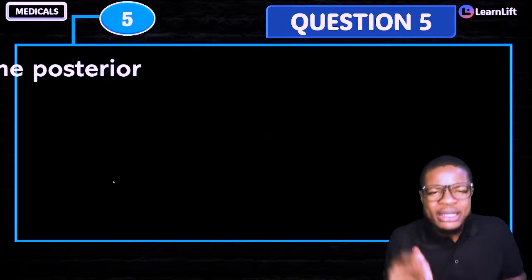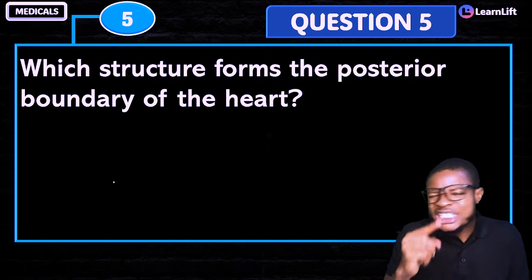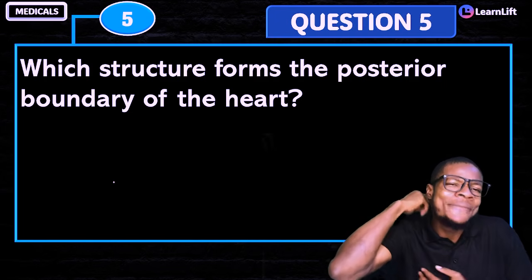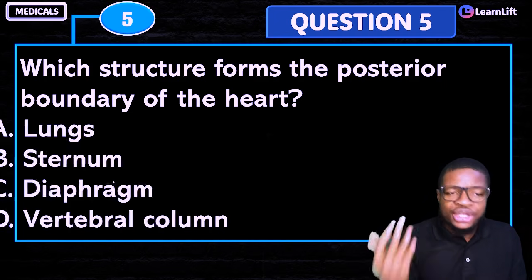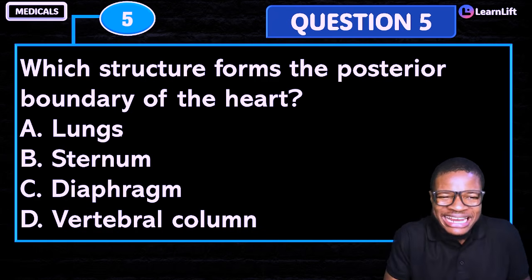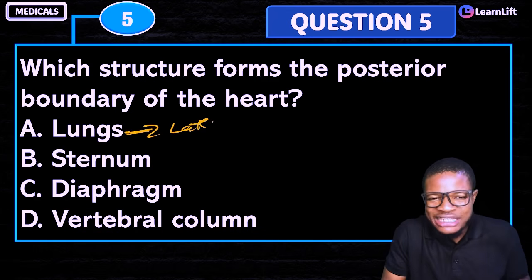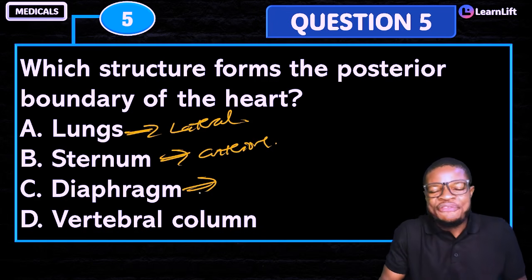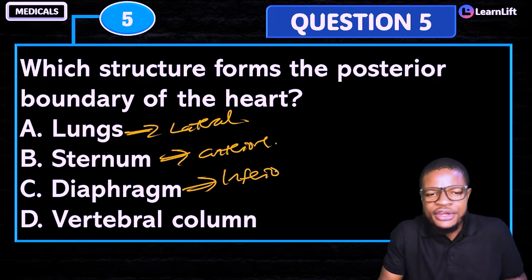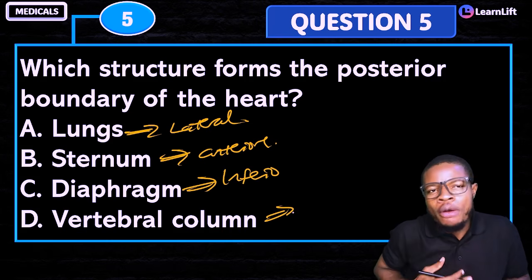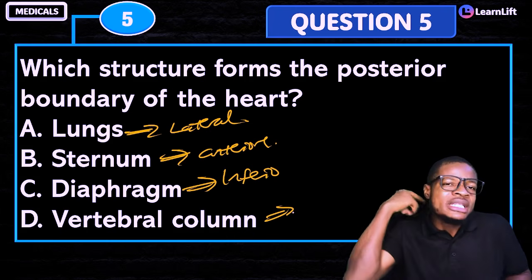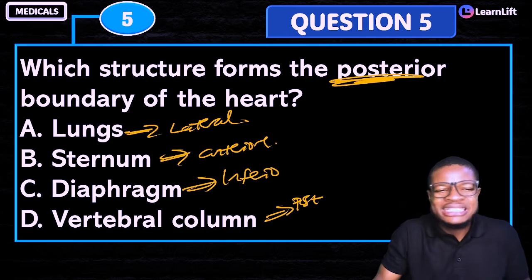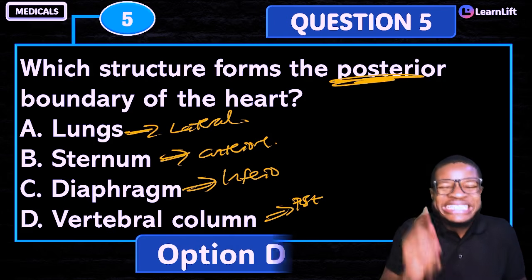Look at this question. Which structure forms the posterior boundary of the heart? The posterior boundary of the heart. Is it the lungs? That's laterally. The lungs are lateral. Sternum is anteriorly, right? The diaphragm is inferiorly. Then the vertebral column, what does it form? It is posterior. So posteriorly, what do we have there? Vertebral column. And they're asking us the posterior boundary. That makes option D the correct answer.